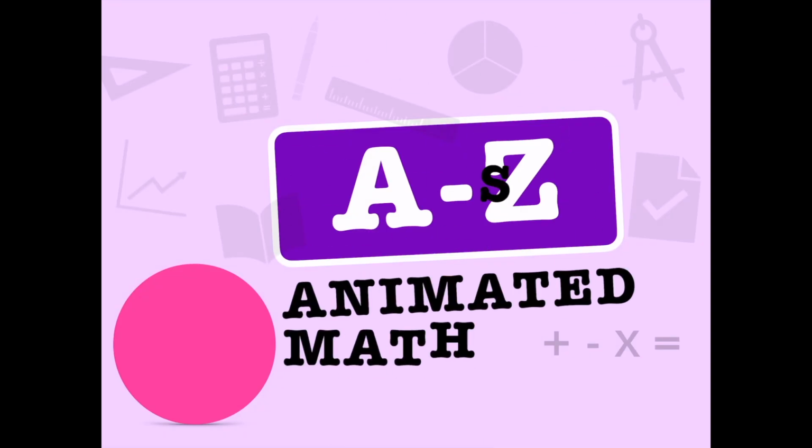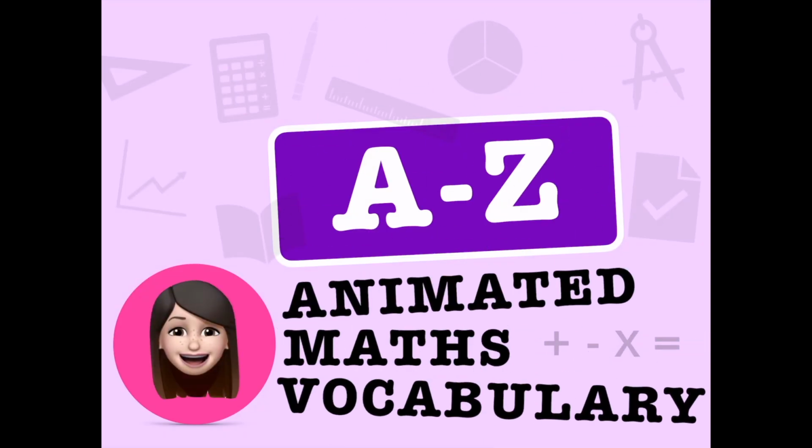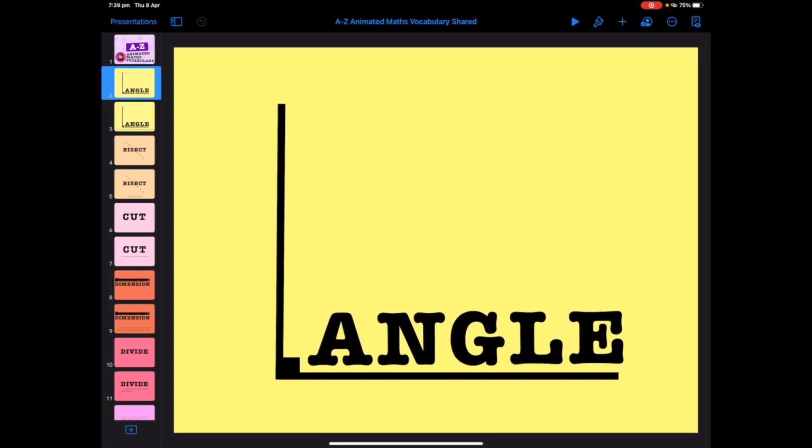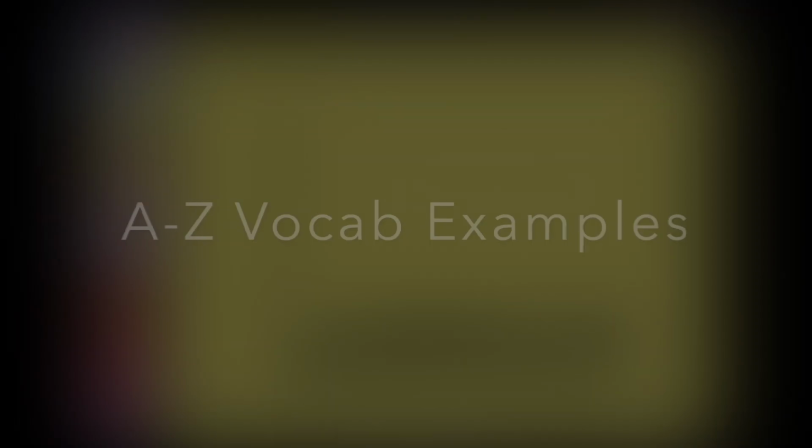We're going to have a look at an animated maths vocabulary list from A to Z for our younger students, probably about K to 2 or K to 3. So we'll run through all of the examples first. I will show you how to create 3 of the examples, how to export them as a movie and record them into clips, or you could even record them into iMovie.